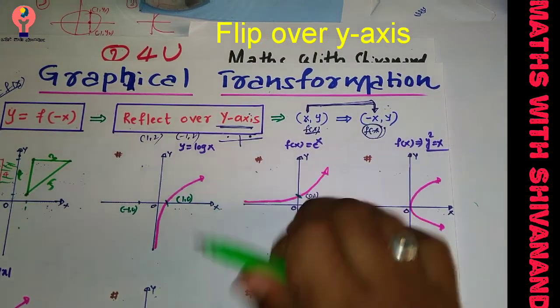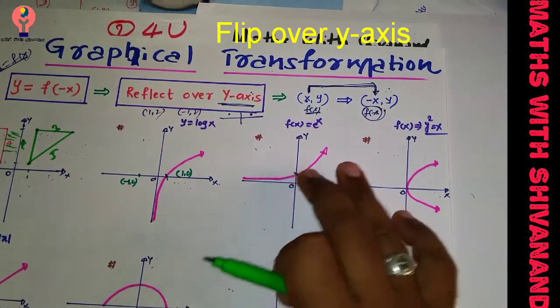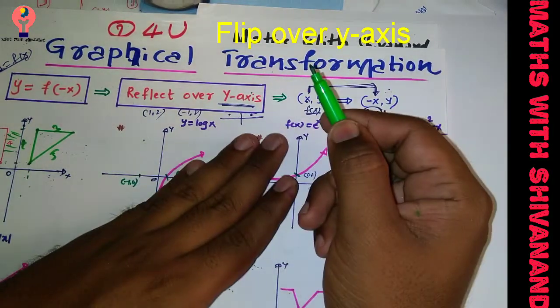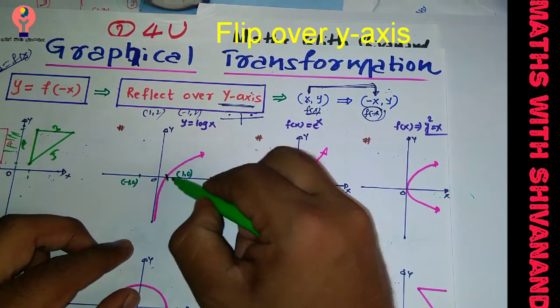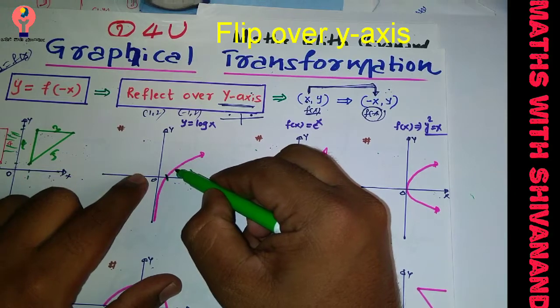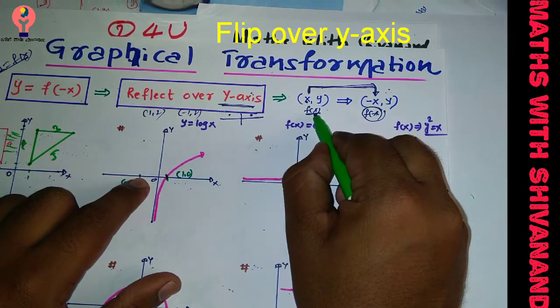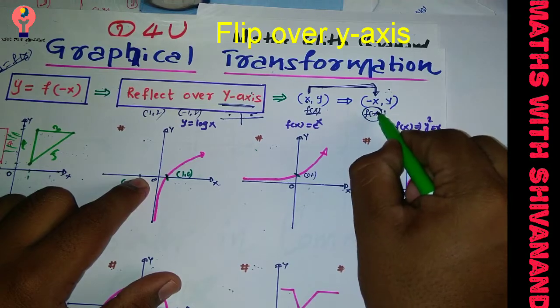y equals log x curve. You need to reflect this graph over the y-axis. Since the point is (1, 0), it has to intersect at (minus 1, 0). I said if (x, y) is a point on the graph f of x, then (minus x, y) is a point on f of minus x.